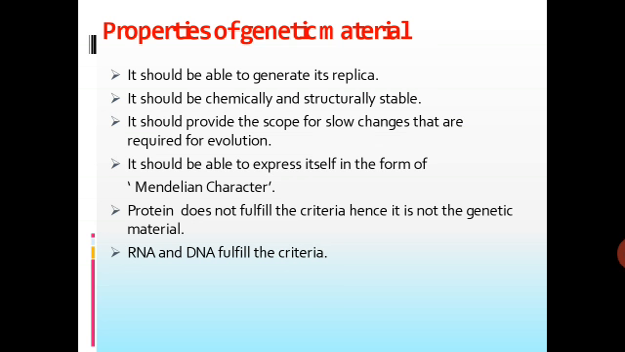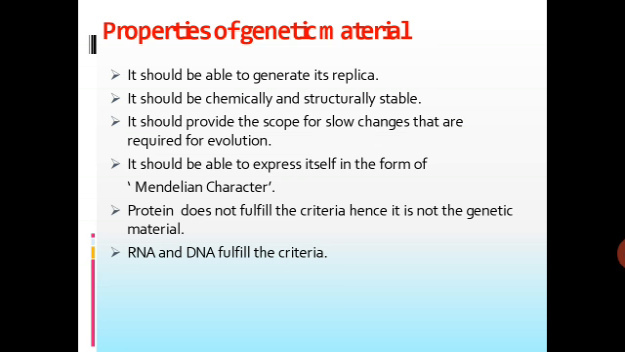Secondly, it should be chemically and structurally stable. Thirdly, it should provide the scope for slow changes that are required for evolution. Next, it should be able to express itself in the form of Mendelian character. Protein does not fulfill the criteria, hence it is not the genetic material. RNA and DNA fulfill the criteria.